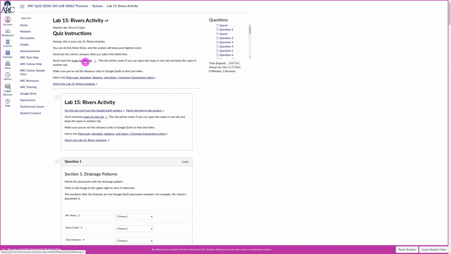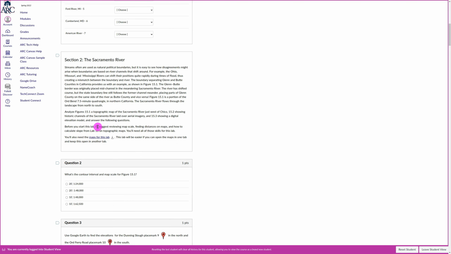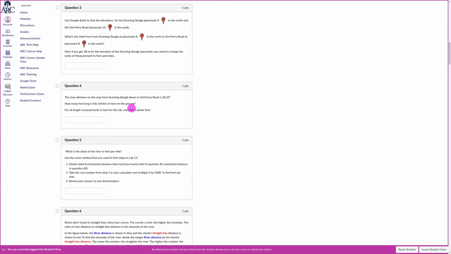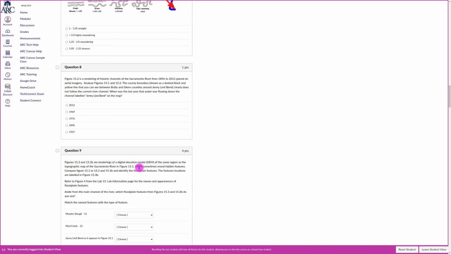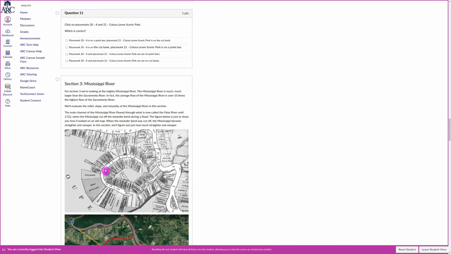For this lab, here's a link to the maps that you need, and here's the scale, elevation, distance, and slope sheet from Lab 13. I also made a quick handout to help you identify some of the features that you'll see. So you're doing work with drainage patterns, and with maps of the Sacramento River. You're finding relief, distance, slope, and sinuosity, identifying when water was flowing down a certain part of the river, and identifying some floodplain features.